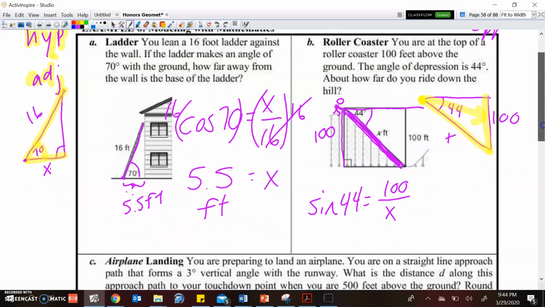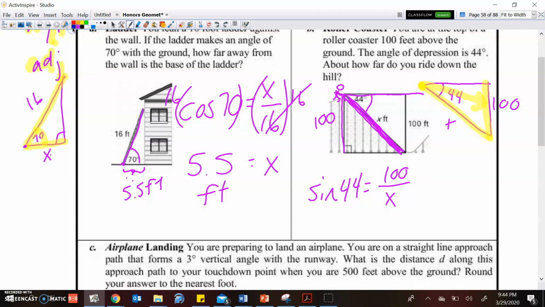Now, if you remember our trick from a lesson or two ago, we said that really when you're given a scenario where this is in the denominator, you can just flip-flop these. So x equals 100 over sine of 44. If you don't like that, you can actually multiply both sides by x and divide by sine of 44. But in the end, 100 divided by the sine of 44 degrees is equal to 143.95, which is going to round up to 144 feet. So you are traveling down this hill about 144 feet. Now that might not be exact because it's probably not straight, but that's a general approximation. Okay? Alrighty, we have one problem left.